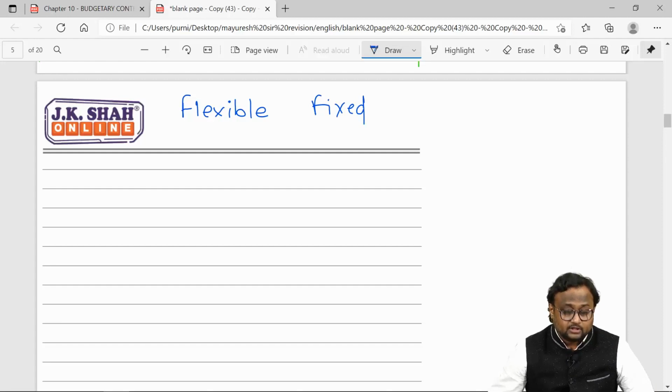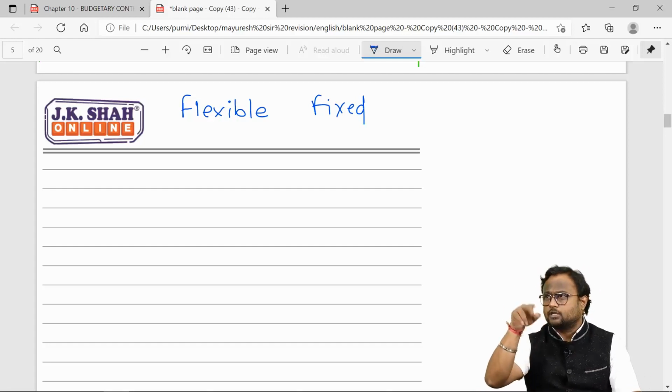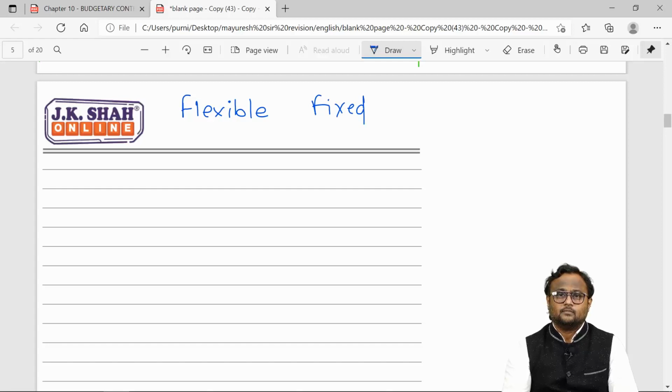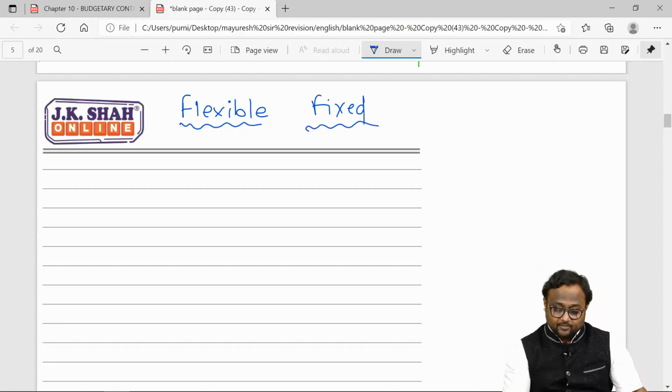So I may take a call. I'll prepare a budget at 80,000, 90,000, and 1 lakh. My variable cost will keep on changing, but my fixed cost will remain the same. I hope you know this part. So whenever you talk about flexible and fixed budgets, you need to understand a simple bifurcation of the total cost structure into variable and fixed.